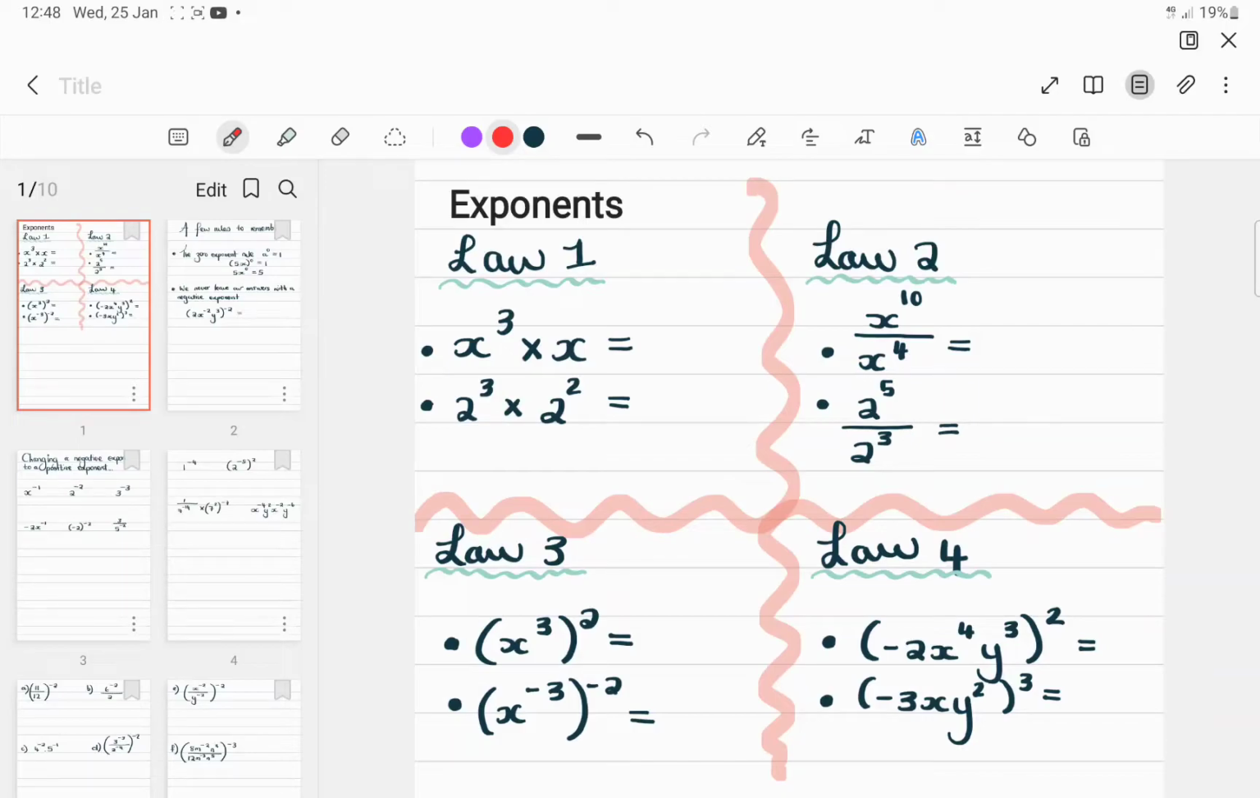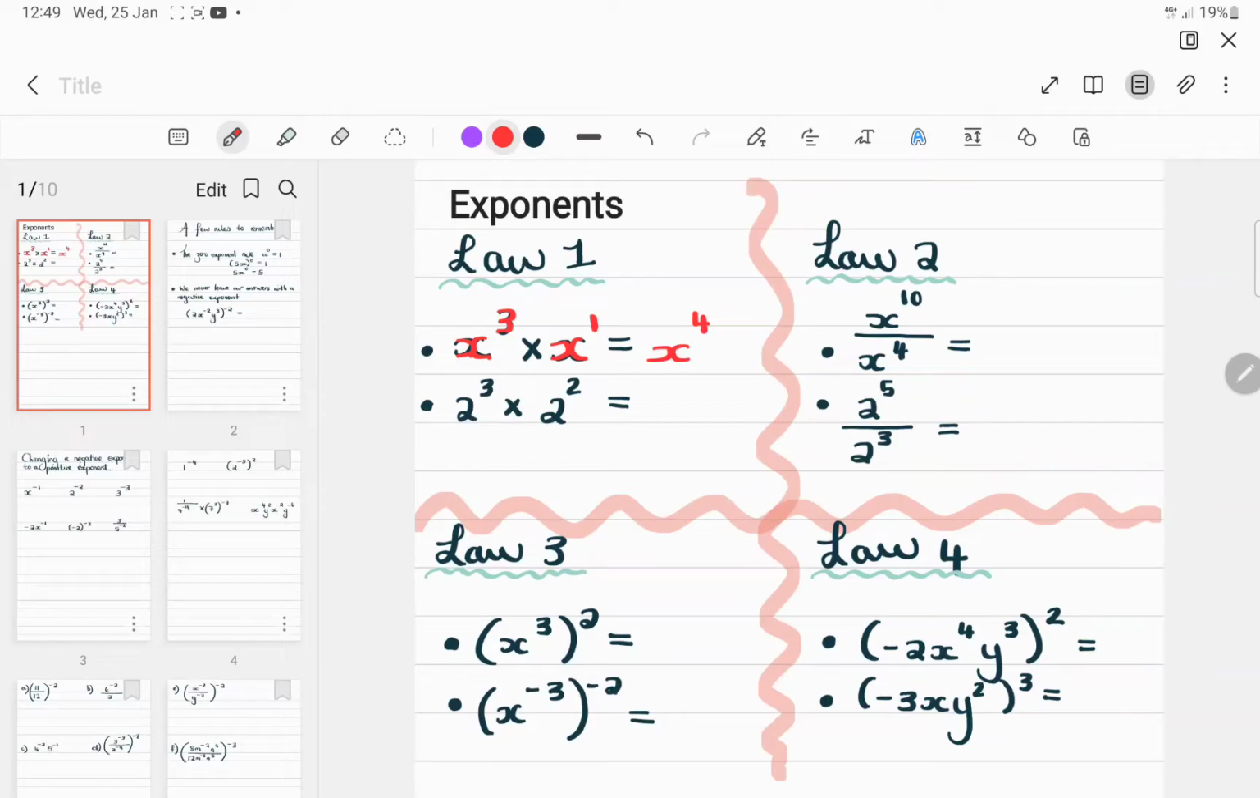Law 1 is where you multiply with 2 variables. The bases at the moment, can you see that is my base? And the exponent is the 3 and the 1. Okay, so when we talk about the base, that will be the x and the exponent is a 1. So the law 1 says if you are multiplying, you need to have the same base, so you keep the same base and you're going to add the exponent. So 3 plus 1 is 4.